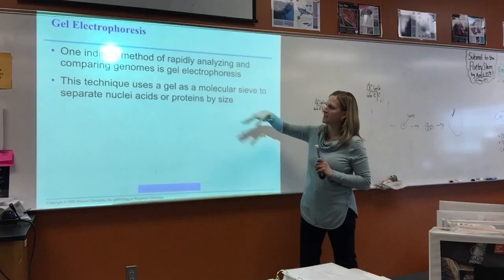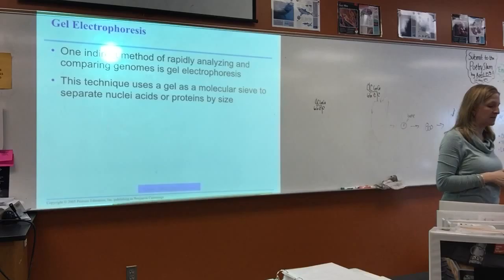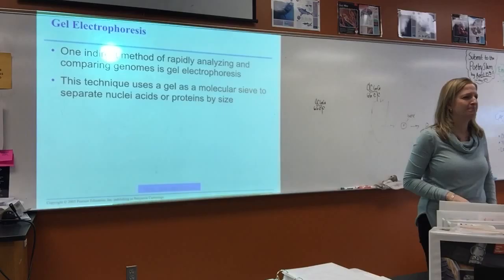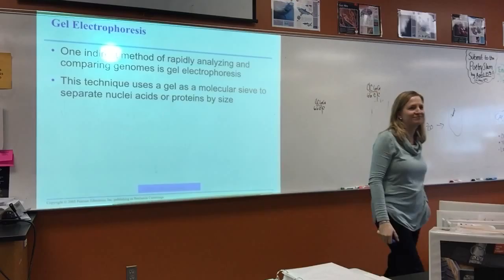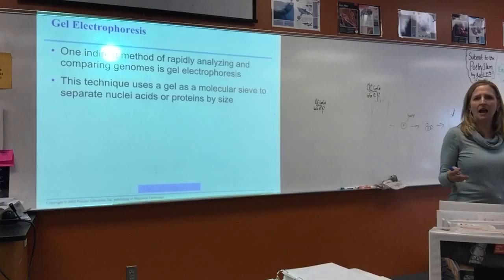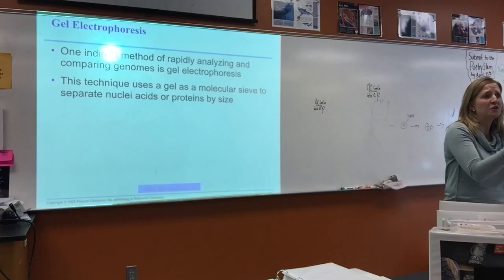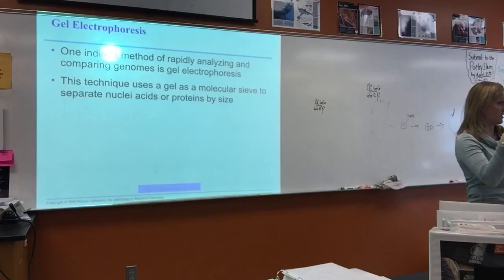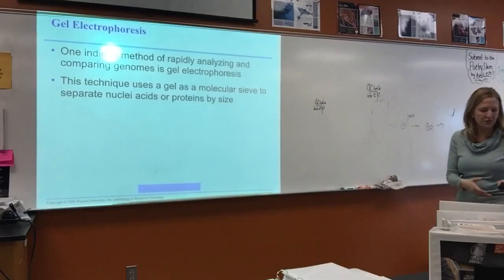Gel electrophoresis uses a gel as a molecular sieve to separate nucleic acids or proteins by size. And so, what's a sieve? The molecular sieve separates things based on size. Something you're probably familiar with is a strainer for spaghetti. If you put a bunch of dirt in there, the sand would go through, and the rocks and things like that would stay, right? That's a sieve, all right? And so this gel acts as a sieve and separates fragments of DNA based upon size.